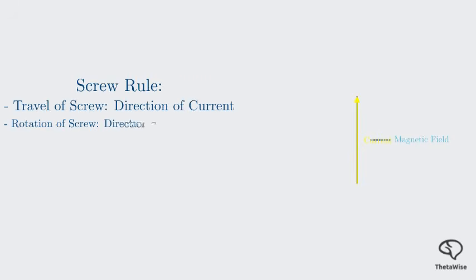Another rule that gives the same result is the screw rule. Imagine a screw traveling in the direction of the current. The direction you turn the screwdriver is the direction of the magnetic field.